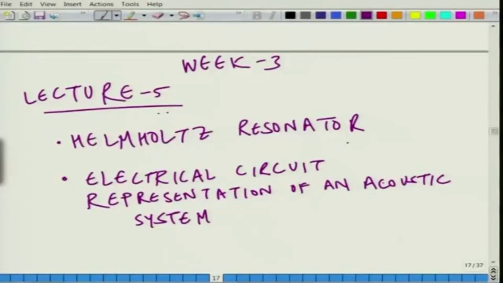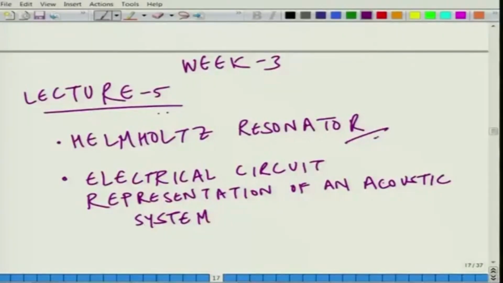Welcome to the last lecture, lecture 5 of week 3. So, the contents for this lecture are the Helmholtz Resonator. We will discuss properly formulating the Helmholtz Resonator problem, drawing the equivalent electroacoustic circuit for that, showing that as a shunt element. We will worry about that in a while.